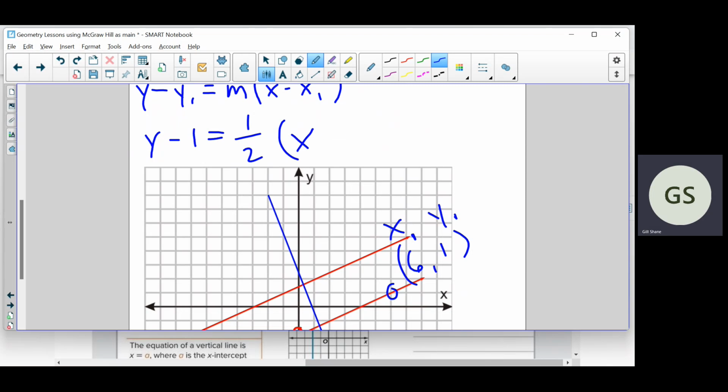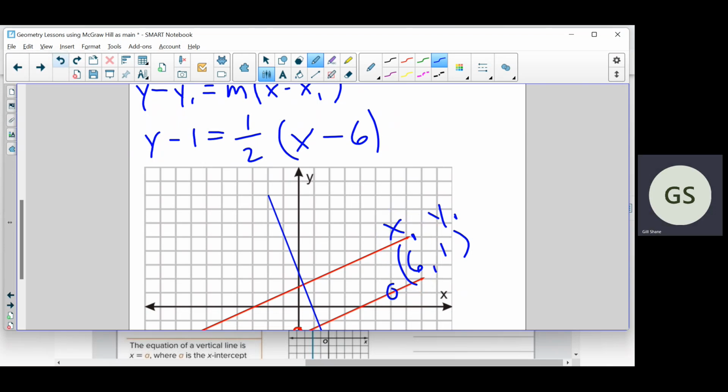Again, the first x is just x, and then I pull 6 from right here. My x1 value is 6. So I just replace this x1 with 6. The subtraction sign is part of the formula. Remember, that's the formula. So keep the subtraction in there, even if there's a negative.